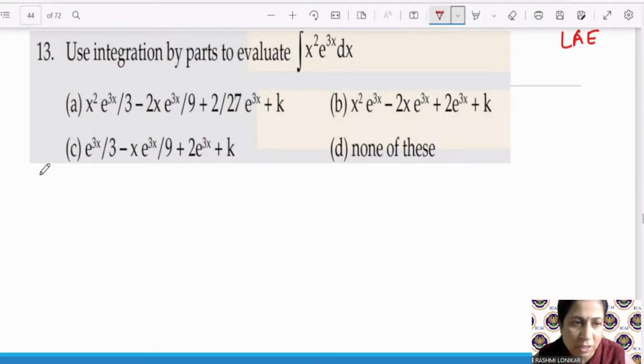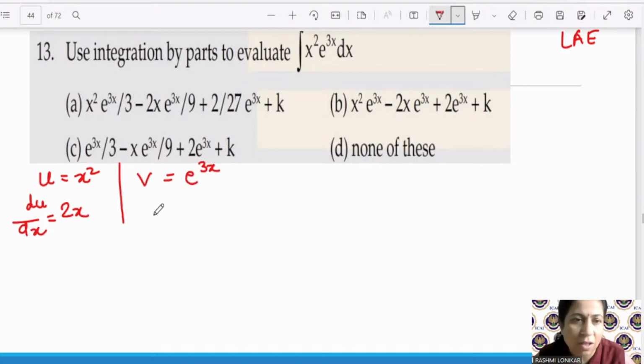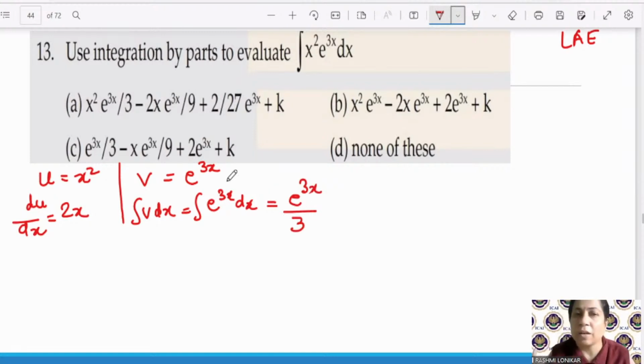So how much is my u? u is equal to x square. Then how much will be my du by dx? It will be 2x. Right. Now how much is my v? v is equal to e raised to 3x. How much is my integral v dx? It will be equal to integral e raised to 3x dx, which is equal to e raised to 3x upon 3. Right? Now I have this. Now I just have to substitute.